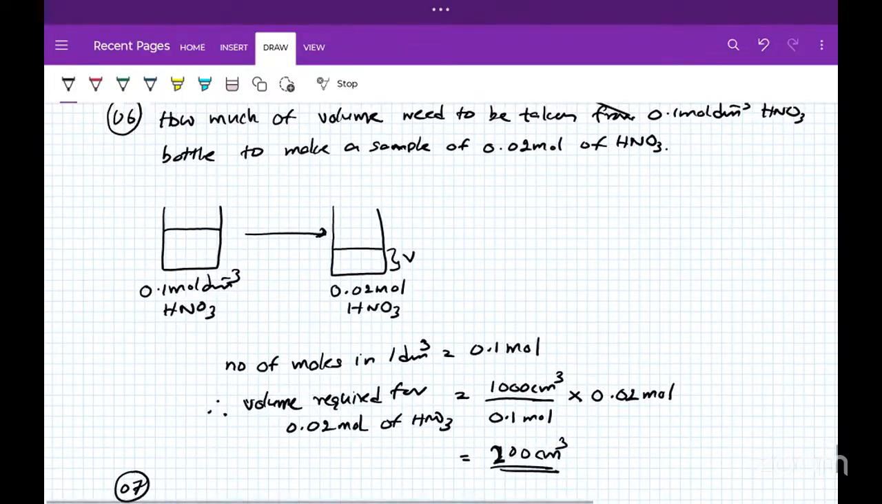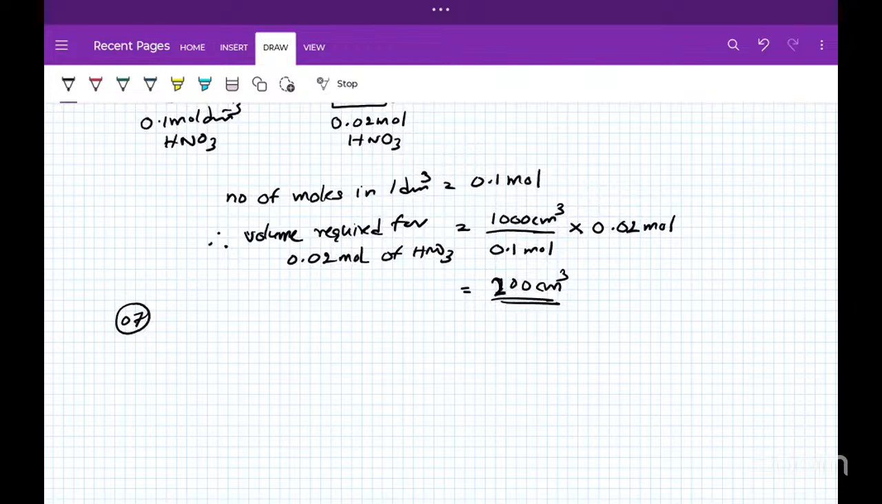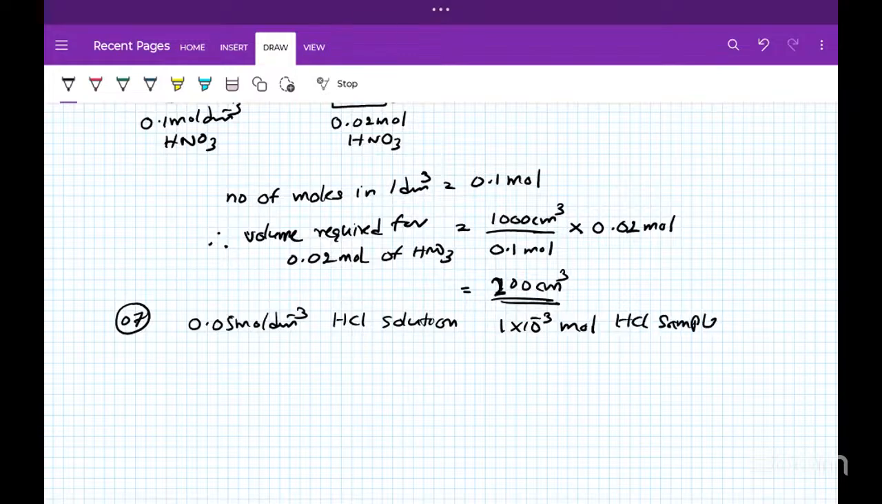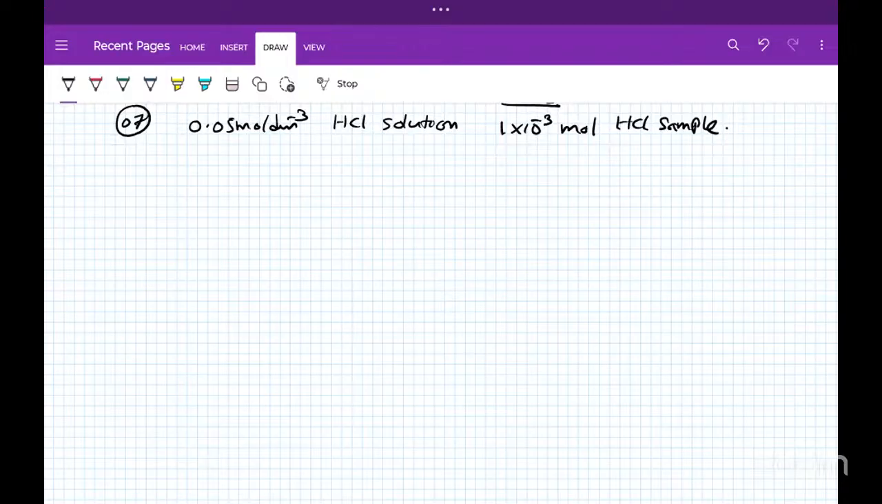How much of volume need to be taken from 0.05 moles per cubic decimeter HCl solution to make 1 into 10 to the power minus 3 mole HCl sample? Okay, try it, work it out and send me the answer.